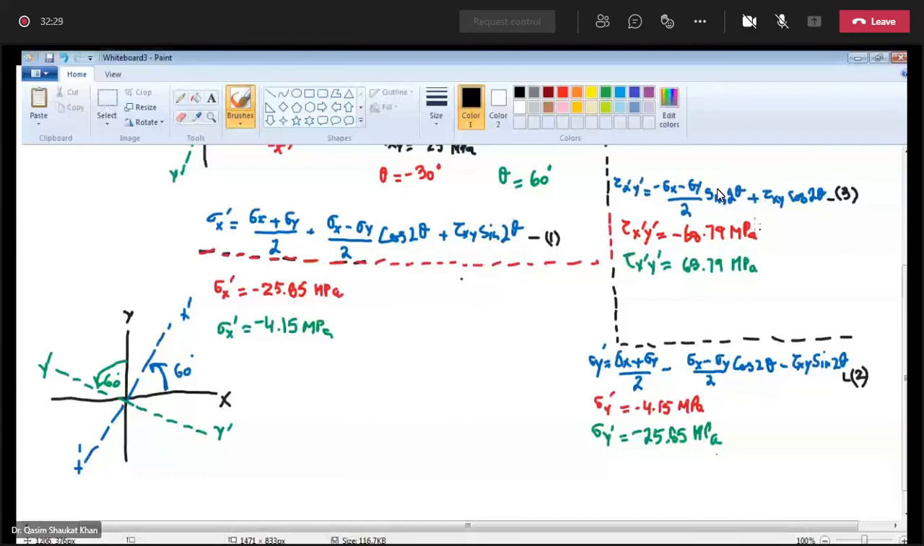68.79 megapascal, sir. 68.79 megapascal, and this time the sign is positive. Now let me show why I have asked you to calculate the transform normal stresses and shear stresses at theta 60 degrees.